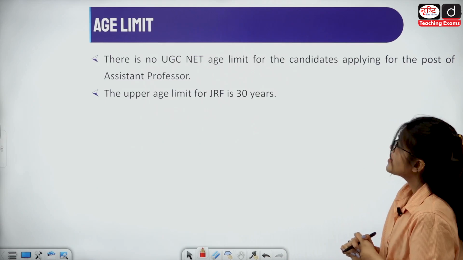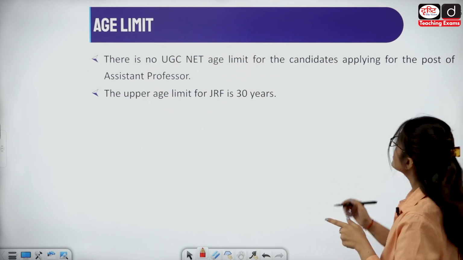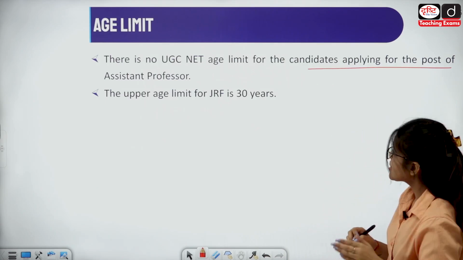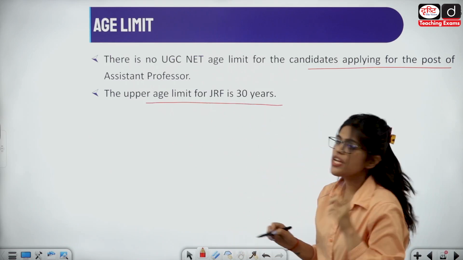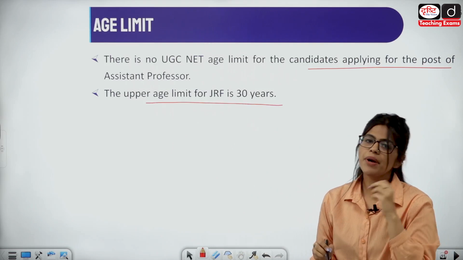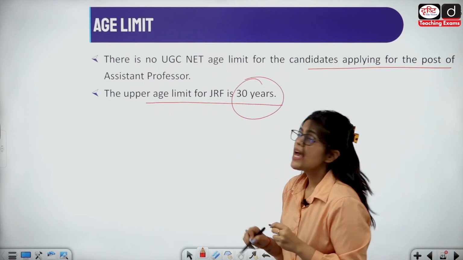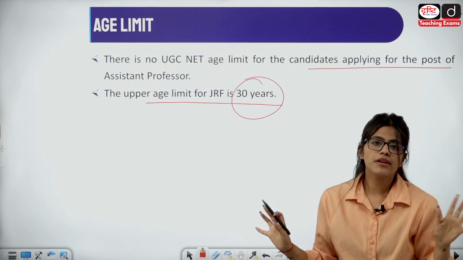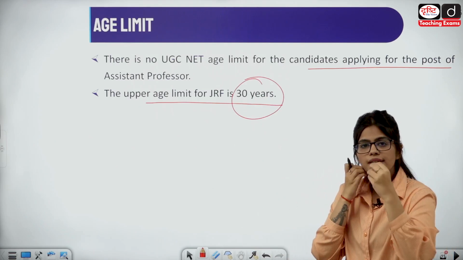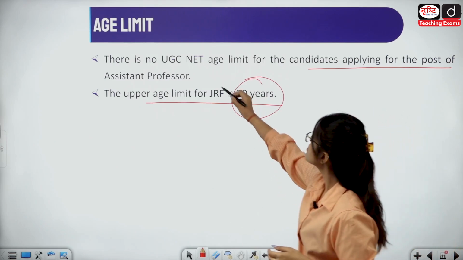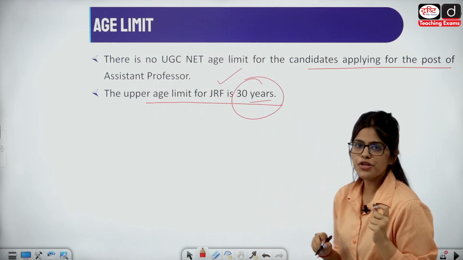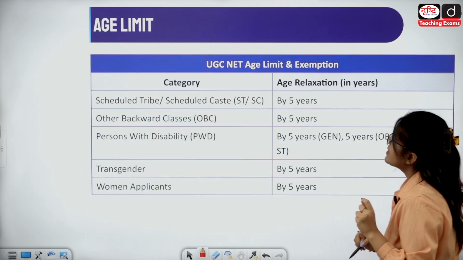Then what is the age limit? There is no age limit for UGC-NET for candidates applying for the post of assistant professor. But the upper age limit for JRF is 30 years. During COVID it was 31 years, but now it is again 30 years. And the validity is forever. Once you clear this exam, you can use the certificate forever. But when it comes to research work, the junior research fellowship, it is up to 30 years.